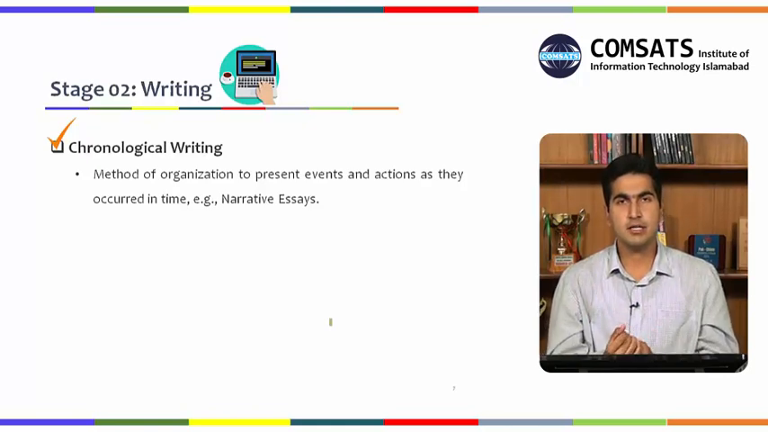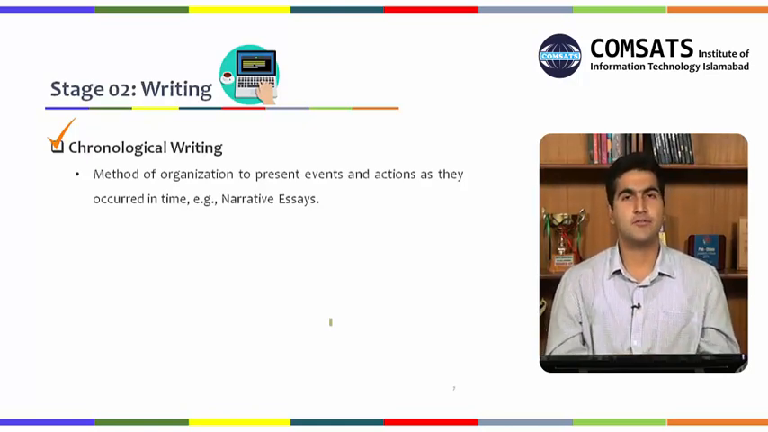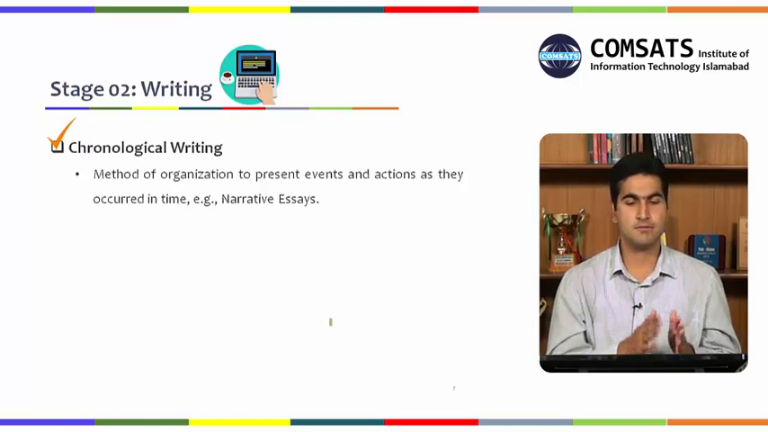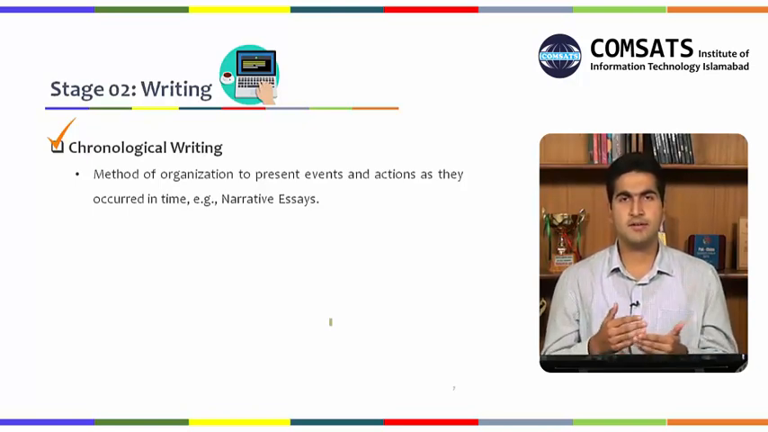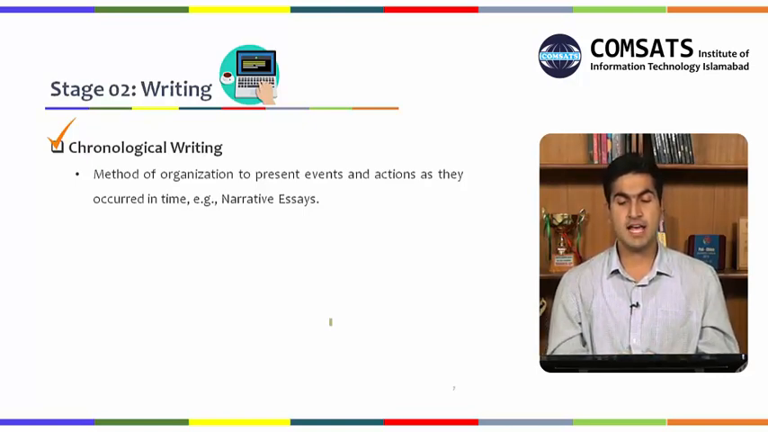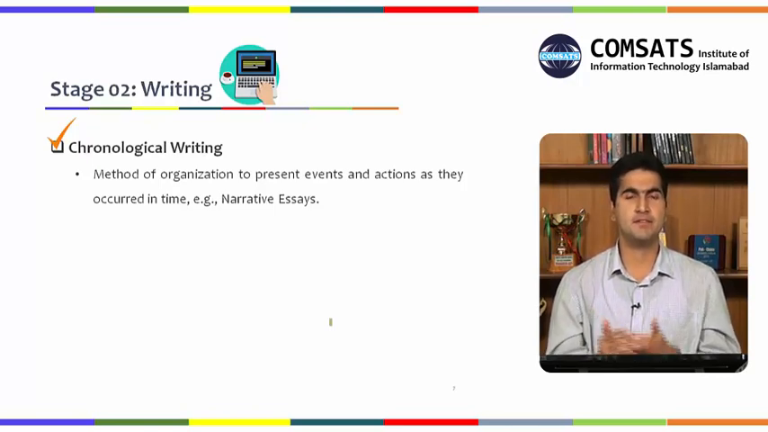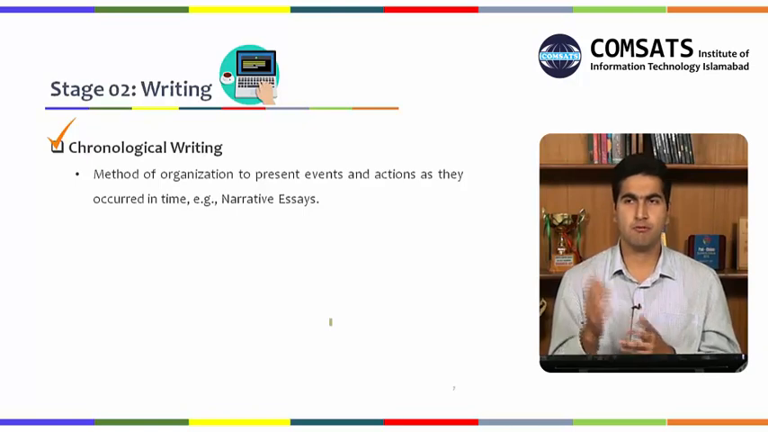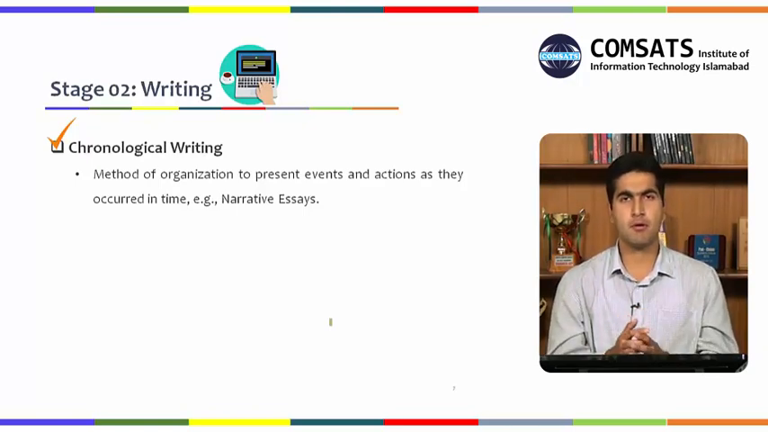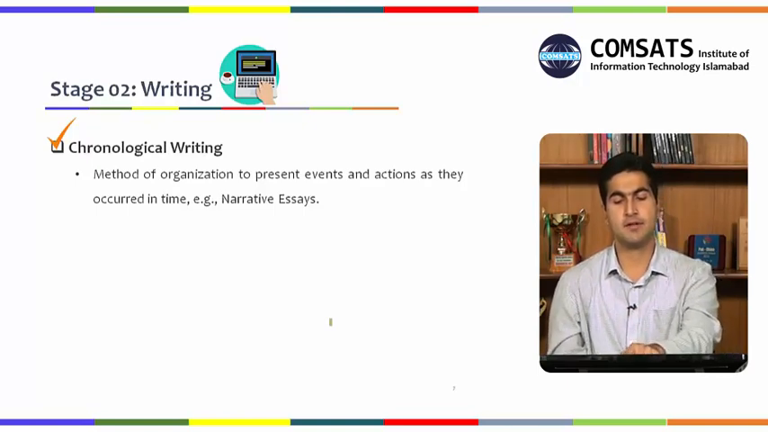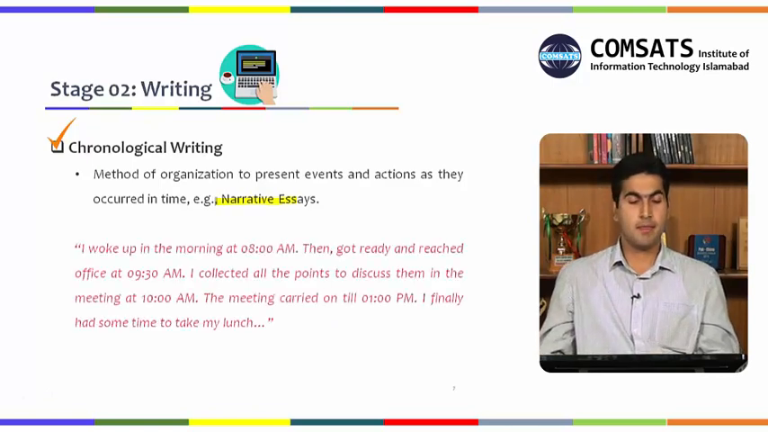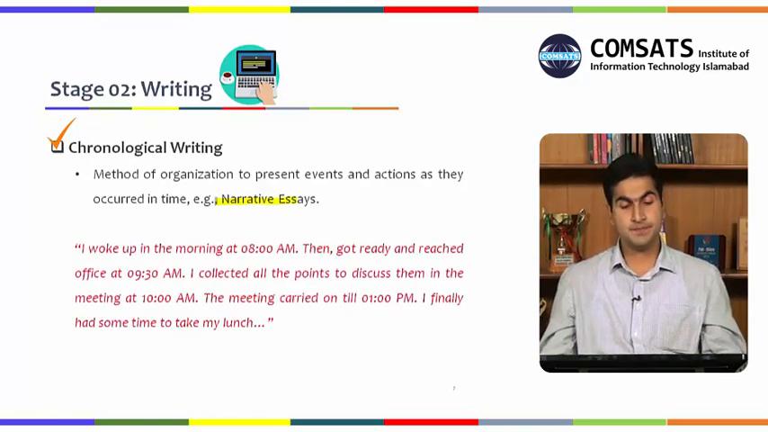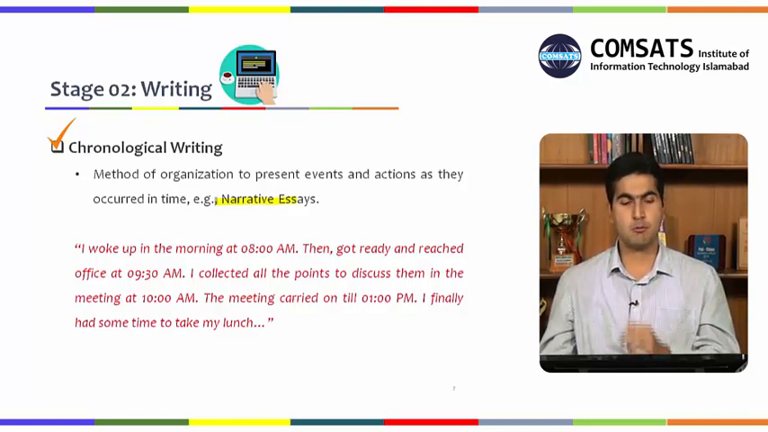So if you write in the same way, it's called the chronological form of writing. You present things in the manner in which they occurred in time. It is a method of organizing to present events and actions as they occurred in time. And when you are narrating something in the form of a story, of course you prefer to use this chronological form of writing within narrative essays. For example, this is a text written, and you can get a good idea that you have this temporal sequence within this form of writing.